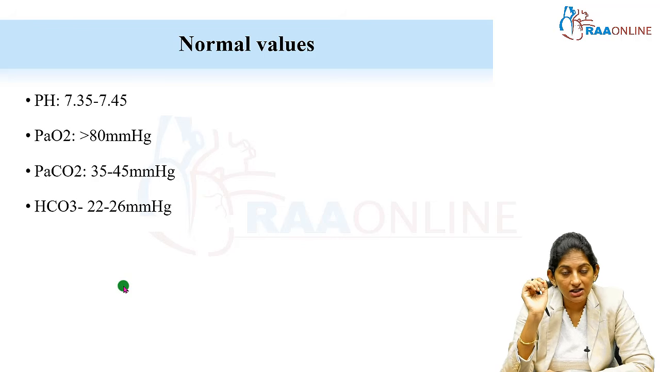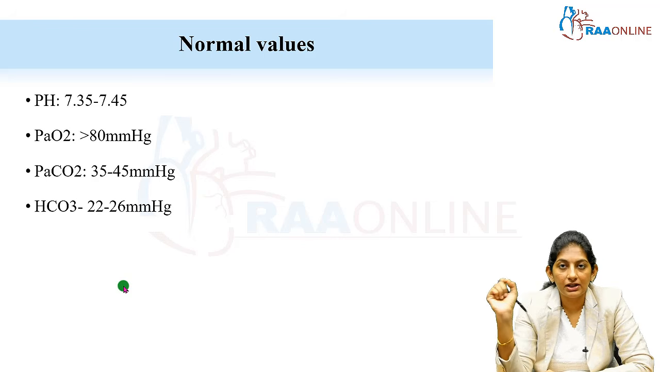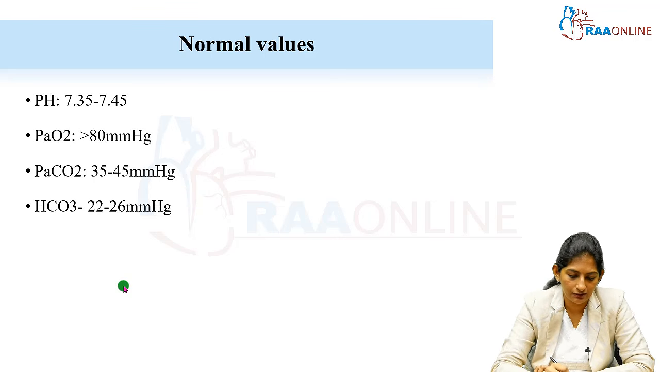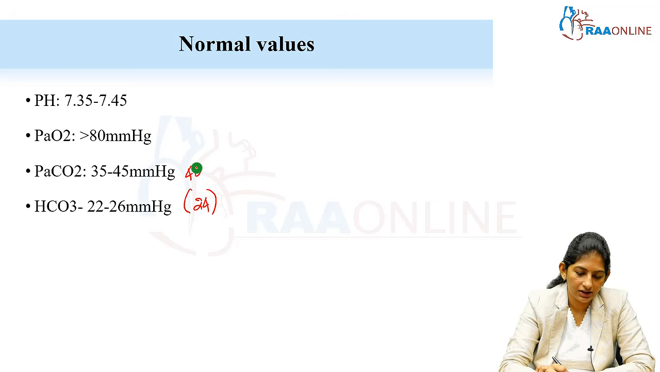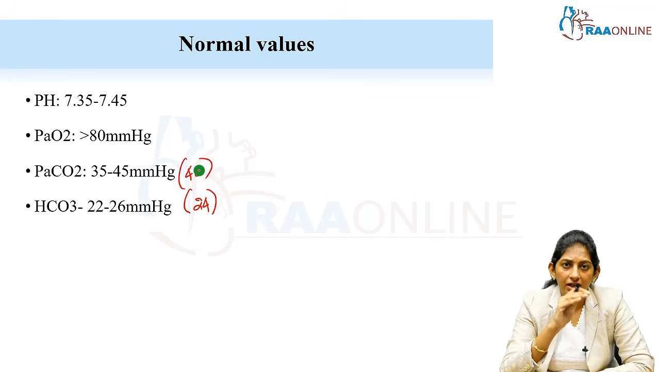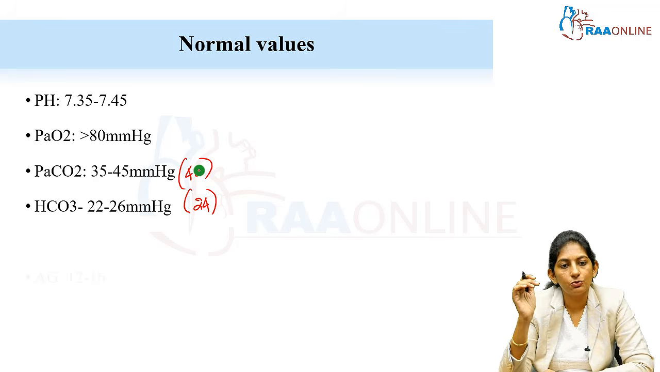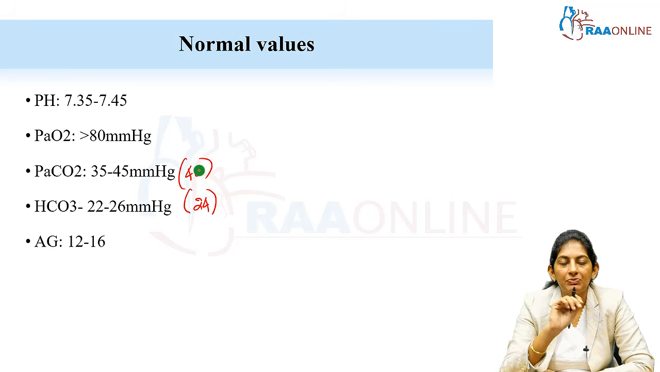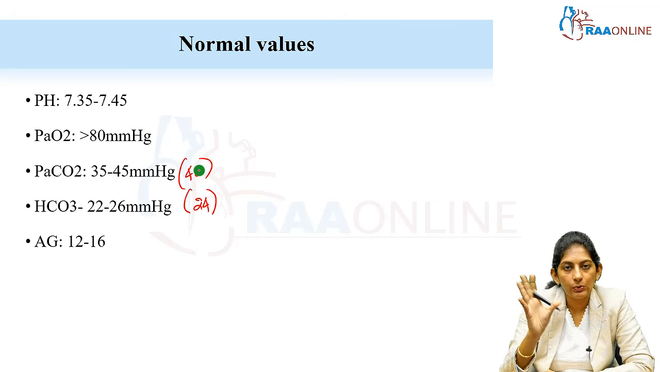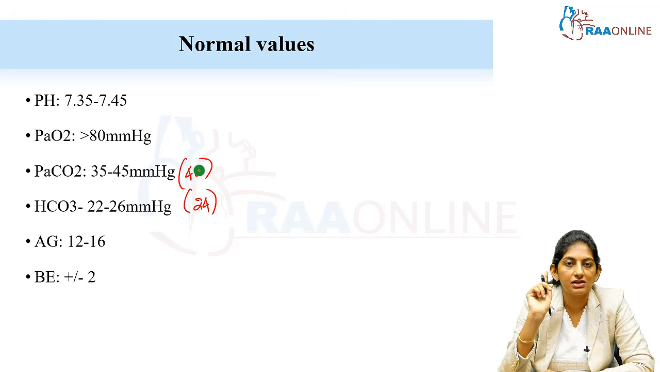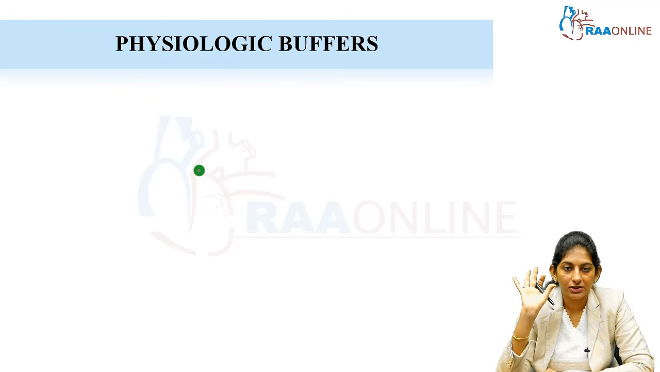Next is bicarbonate. Normally when you are interpreting the ABG or when you do the delta bicarb calculations, we take it as 24, and for PCO2, the midpoint, that is 40, is taken. So the bicarbonate normal range is between 22 to 26. Normal anion gap is between 12 to 16. Okay, we will see how to calculate anion gap, etc. And base deficit or base excess is plus or minus 2. So these are the normal values that we all should be familiar with.